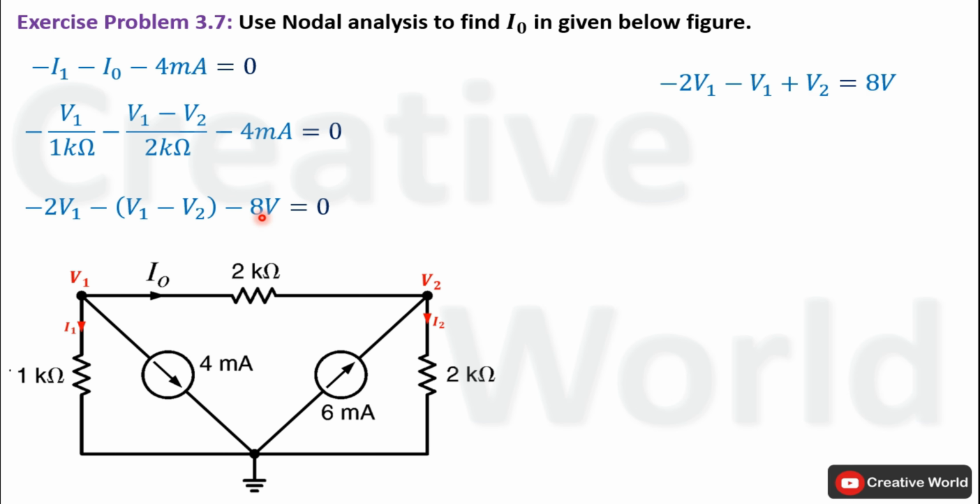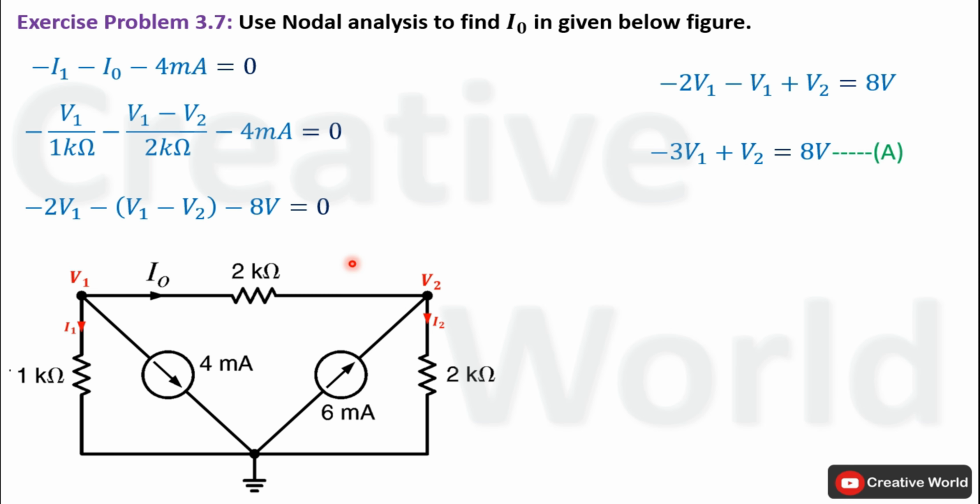This minus 8 volt is placed on the other hand side of equal. Add values having same variables together. The equation will become minus 3V1 plus V2 equal to 8 volt. This is the first node voltage equation of this network and it is labeled as equation A.